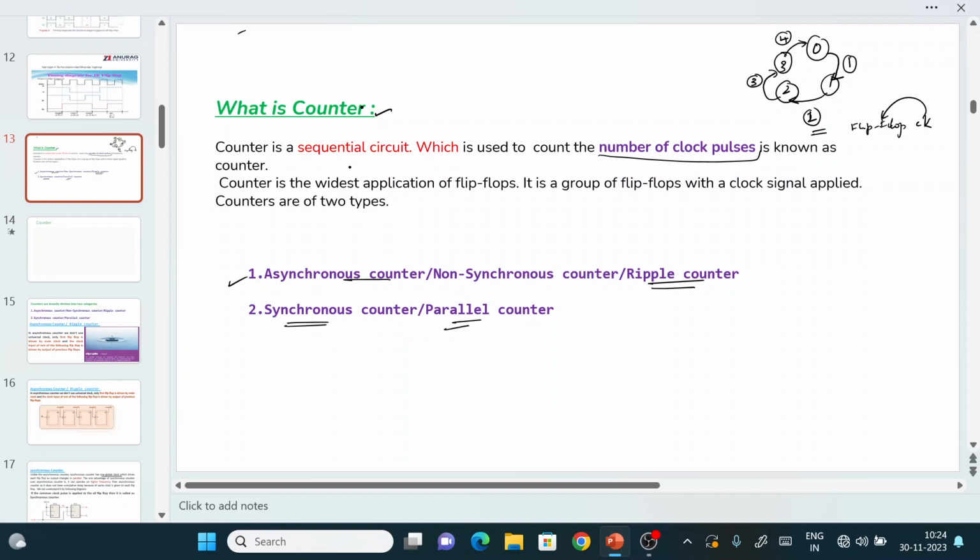The counter is the widest application of the flip flop, where a group of flip flops is applied with a clock signal. So if you are using multiple flip flops, then you are going to use the counter operation.